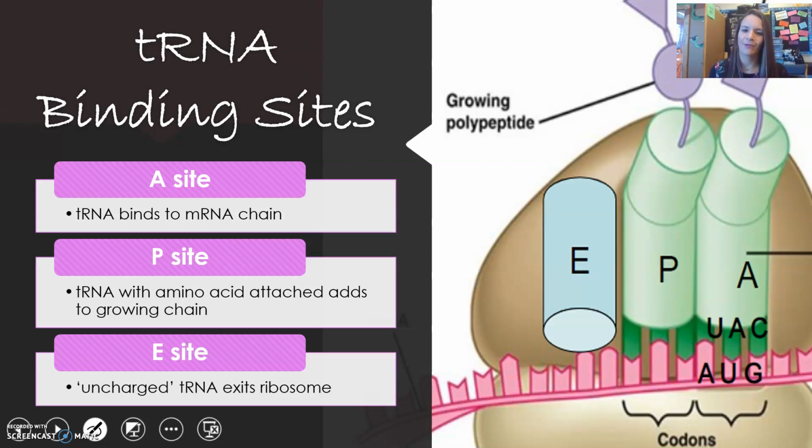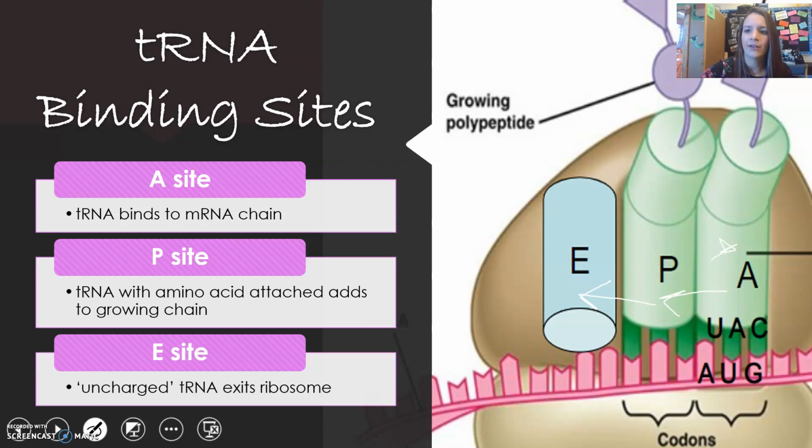So within the ribosome, there are 3 tRNA binding sites, and this is the order they go in. So they start at A, then they go to P, then they go to E. So think E for exit, so E is last. P for polypeptide, where the chain grows.